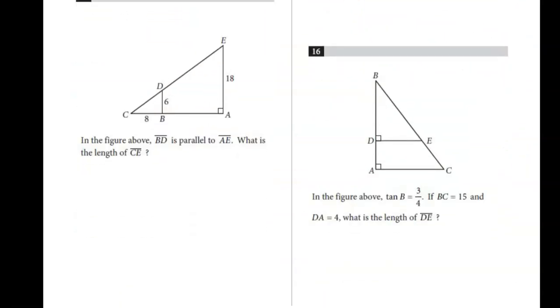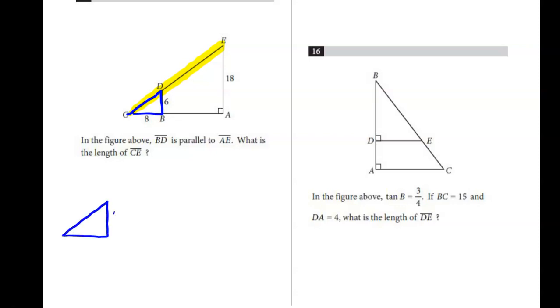Number 14. BD is parallel to AE. What is the length of CE? So the ultimate goal here is, how long is this side? Well, a couple of things that I know to be true, and this might be easier if I break them up. Let's focus on this little blue triangle.